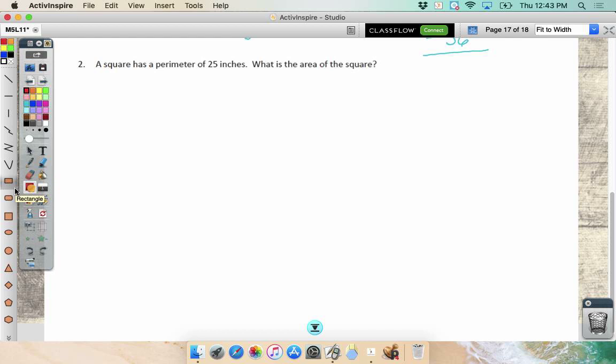Okay, I am going to slow down a little bit, because this one's tricky. So, everybody take a deep breath. Let's slow down a little bit. Let's see if you can figure this out. Okay, let me read it. A square has a perimeter of 25 inches.